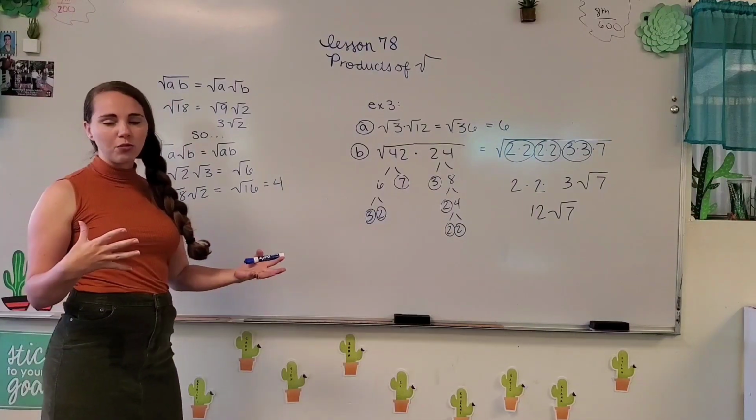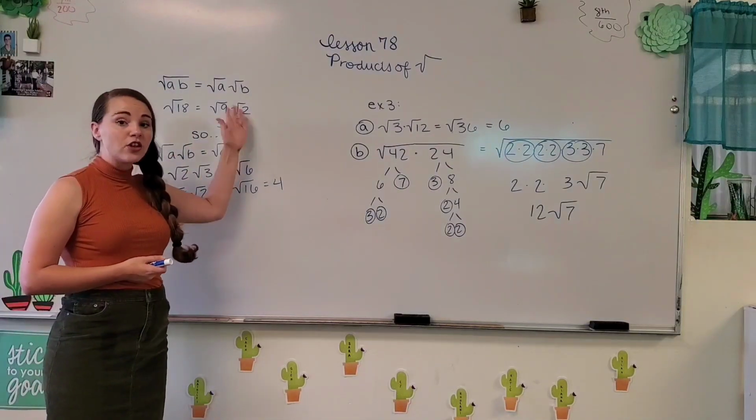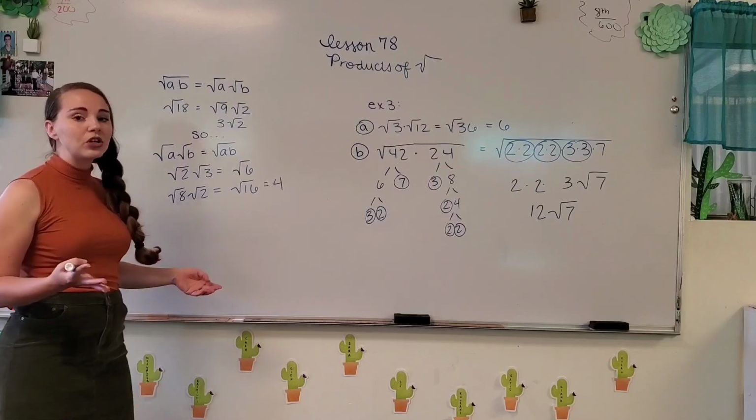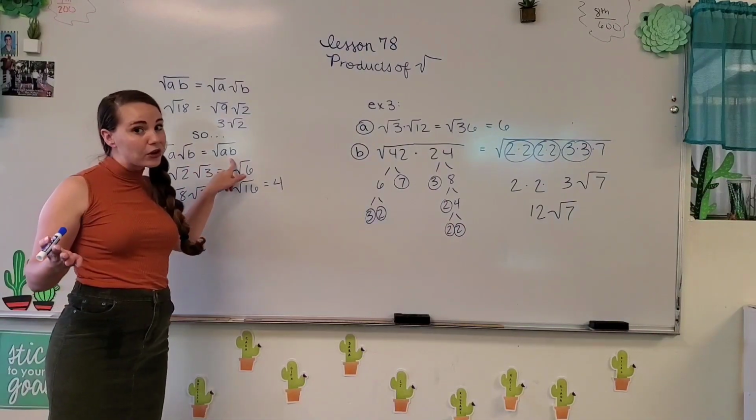Alright, so we did products of square roots a little bit ago, and now we're just going to elaborate a little bit more. What we did before is we took a number and broke it up so that we could simplify. Now we are going to take two numbers that are broken up and put them together in order to simplify.